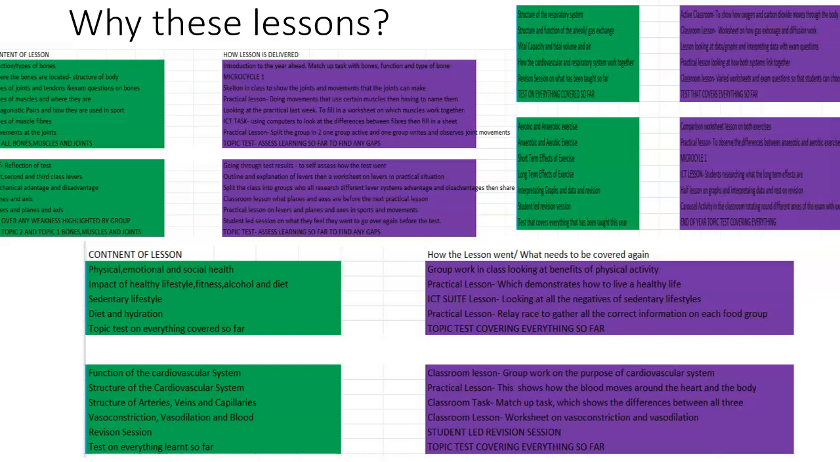Another example is when learning the cardiovascular system, it is important that students know the path of the blood around the heart and around the body. So to be able to learn this, I've made a practical session where the children become the blood and the oxygen and the carbon dioxide so they can mimic the route around the body to be able to remember it.